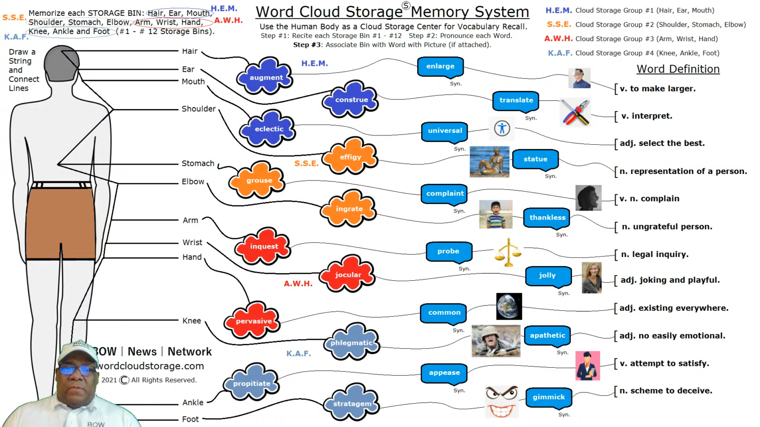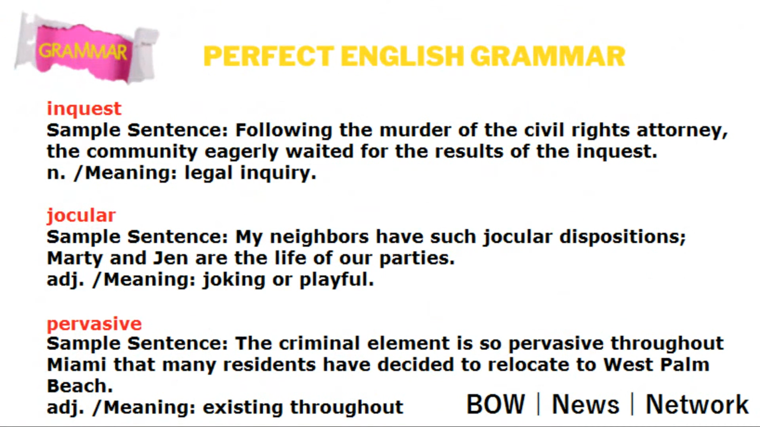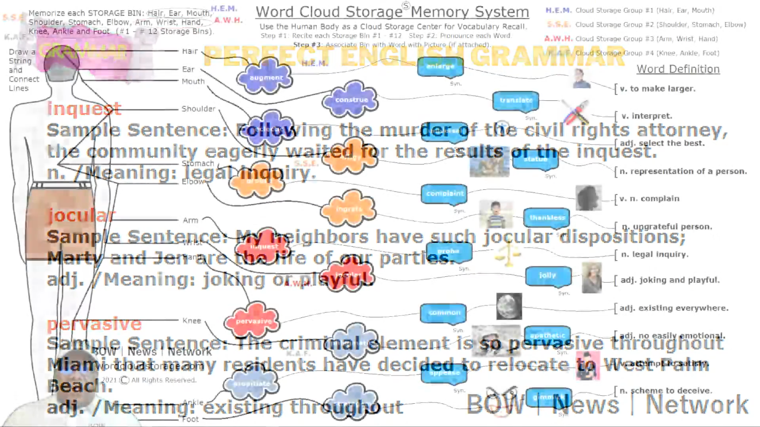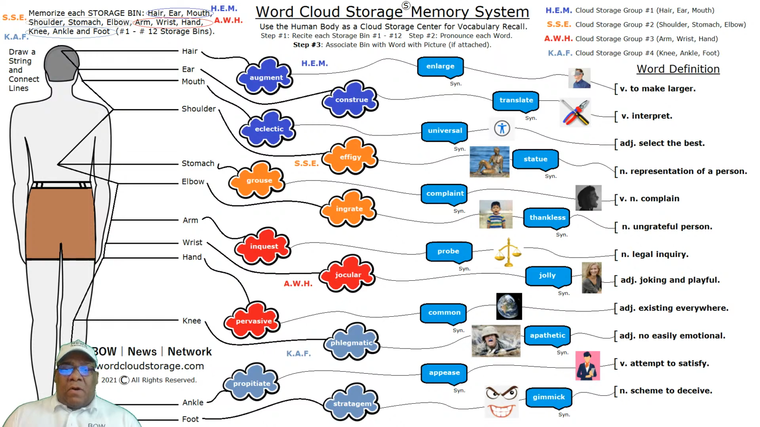So now we're in the red group: inquest, jocular, and pervasive. Inquest has to do with a probe. Usually it's a legal inquiry. Let's see how it's actually used. Inquest. Following the murder of the civil rights attorney, the community eagerly waited for the results of the inquest. Noun meaning legal inquiry. So we are seeing that it's an arm and inquest. So one association you can make is to the arms of justice, to the arm of the storage bin. So that has to do with inquest or probe.